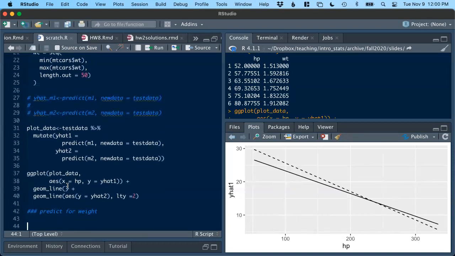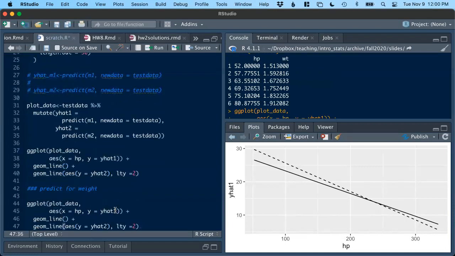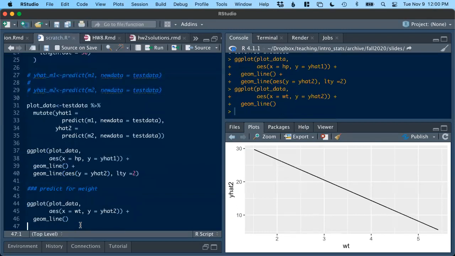So here, actually, this will work just fine. Because we know that model 1 doesn't predict as a function of weight, we'll exclude it. We'll only look at model 2. We'll switch out x equals weights. And we get this line. That's our regression line for weights based on model 2.